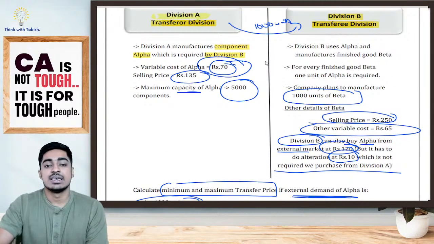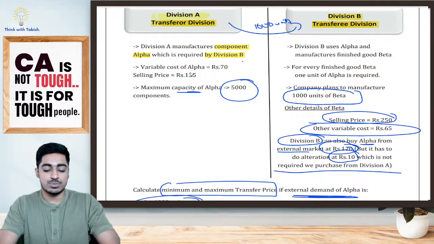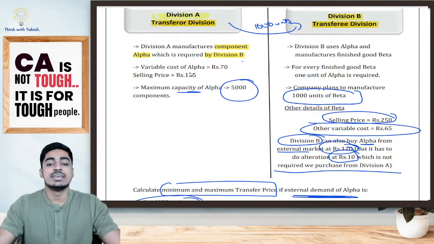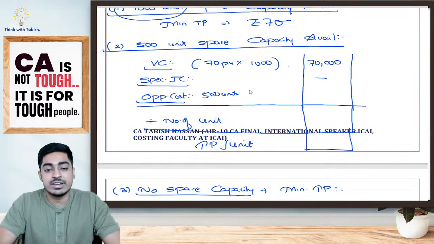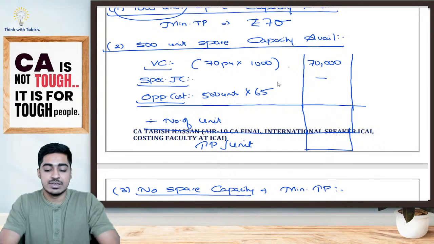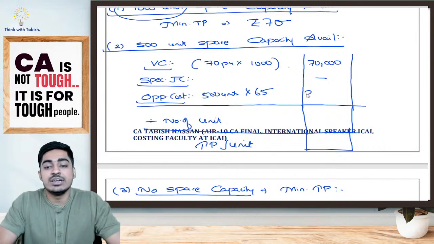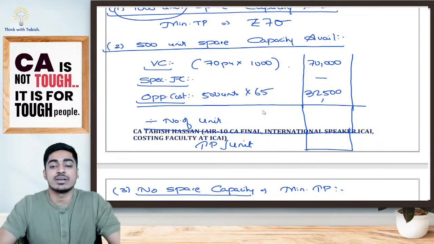Look at this. Variable cost is 70, selling price is 135. So what is the contribution, students? 135 minus 70, 65 I could have earned from every unit. Like this 500 units I had. So how much contribution did I sacrifice? 500 into 65, 32,500 I sacrificed because I'm making this internal transfer. This 32,500 also I will recover from you.